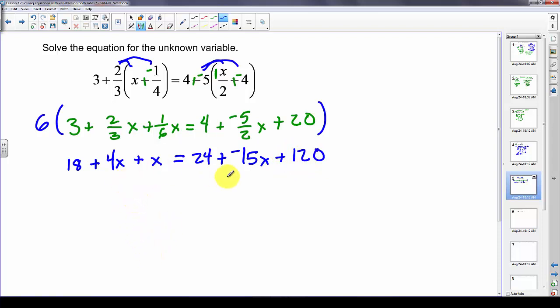Now I'll try to combine like terms on each side of the equation. Since there's nothing in front of this x, it's a 1. So I have 5x plus 18 is equal to negative 15x plus 144. So now I'll try to keep my variable term positive, which means I want to bring this negative 15x to the other side. So I'll add 15x to both sides.